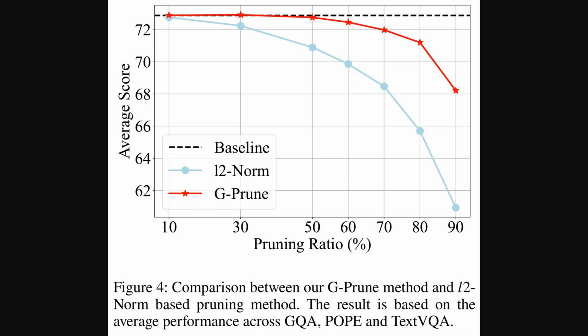Okay, so Figure 4 provides another angle on gprune's effectiveness, this time specifically comparing it against just using the L2 norm for pruning. The plot shows the average score across GQA, POPE, and text VQA against the pruning ratio. Again, gprune is the red line. L2 norm is light blue, and the baseline is the dashed black line. You can clearly see gprune stays much closer to the baseline performance, especially as you prune more heavily, while just using L2 norm drops off quite sharply. This really underscores the benefit of that graph-based information propagation step in gprune.